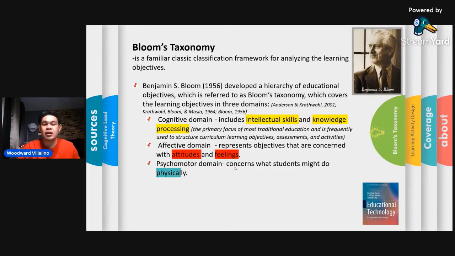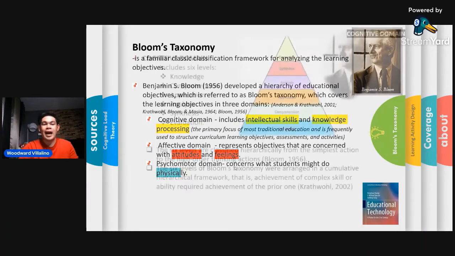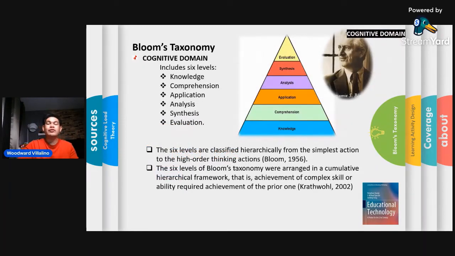Basically speaking, the cognitive domain includes the intellectual skills and the knowledge processing. Again, keywords here are intellectual and knowledge processing. Number two is the affective domain. From the word affective, it represents the attitudes and the feelings. So it represents objectives that are concerned with the attitudes and the feelings of our learners. And number three, we have the psychomotor domain. From the word psychomotor, or physical, it concerns what the students might do physically.